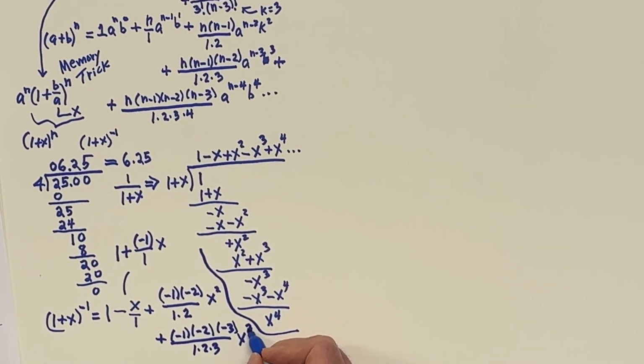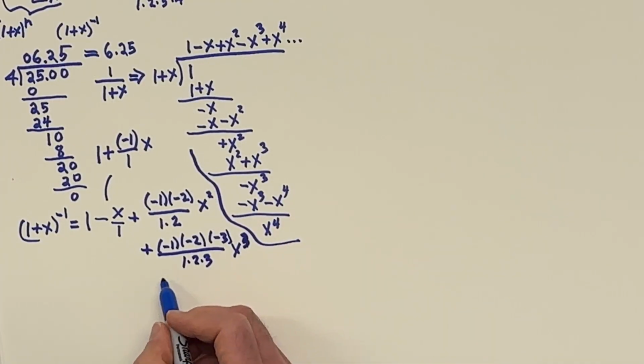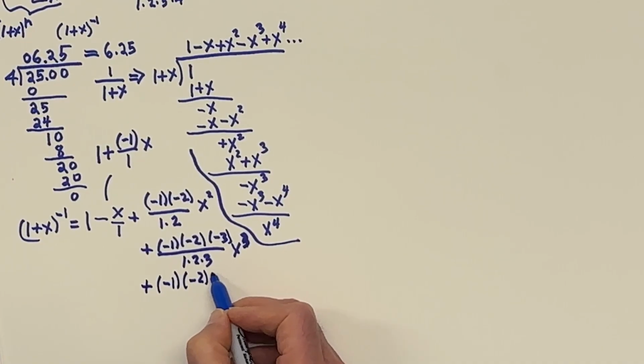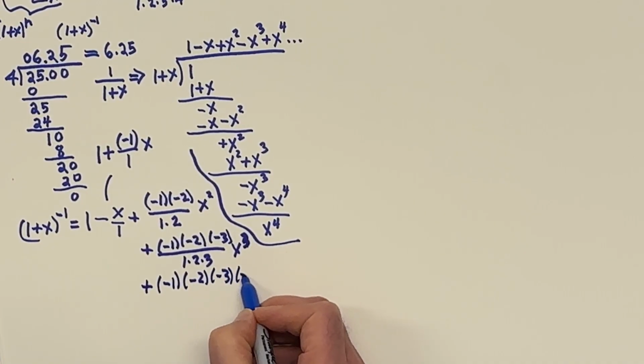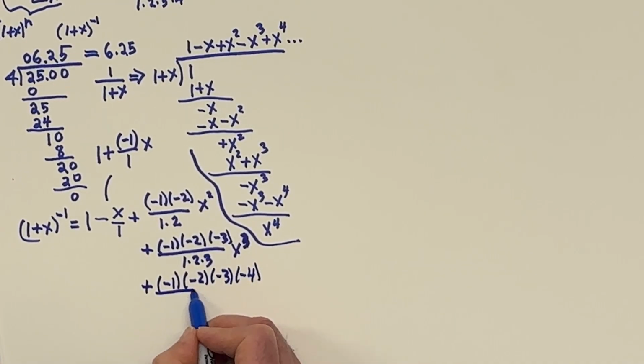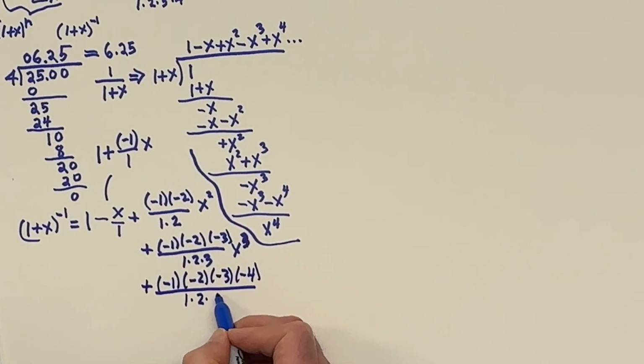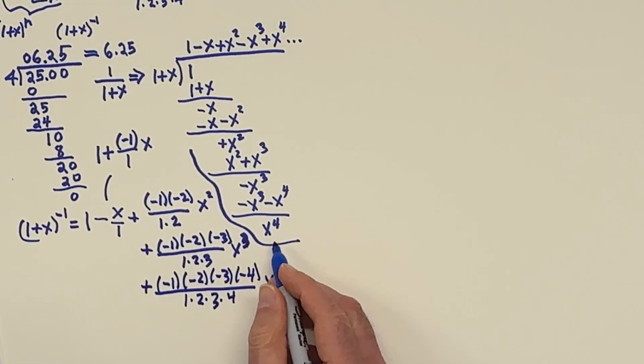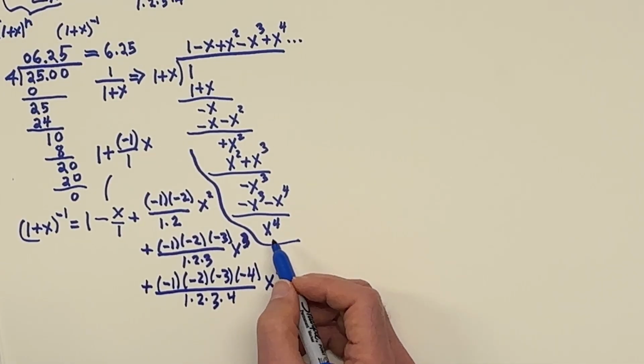X to this cube, sorry. All right, then the next one would be -1, -2, -3, -4, but over 1 times 2 times 3 times 4, x to the 4th. I saw that 4 there, got confused.